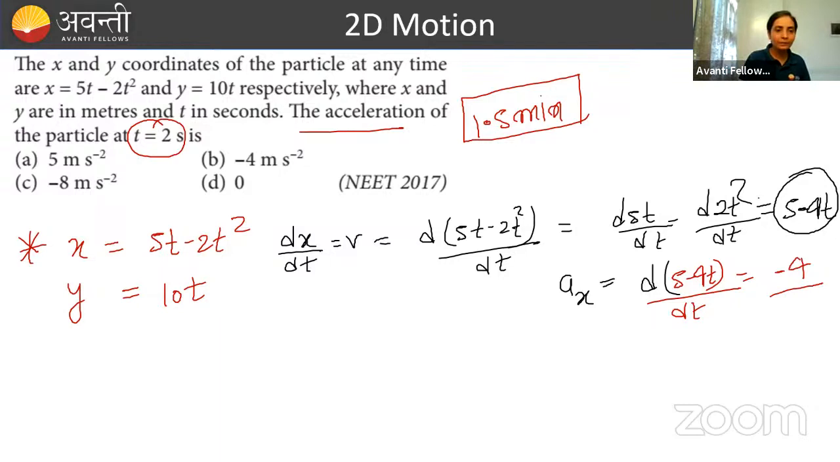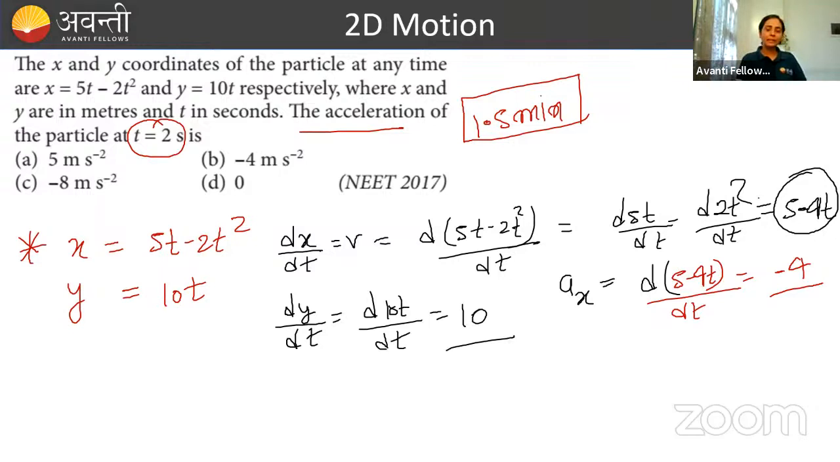Then now let's do the same thing for the y direction. So velocity in y direction will be d of 10t by dt, and this is how much? 10. So velocity in y direction is constant, right? Velocity is constant. So acceleration in y direction will become what? ay will become 0. Why? Because what is acceleration? dv by dt, and what is its velocity? Constant. Done. So this is 0, right?